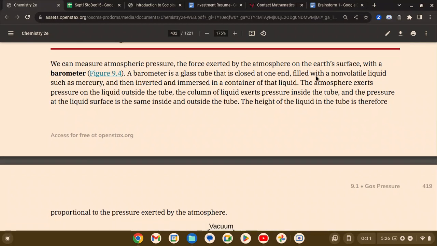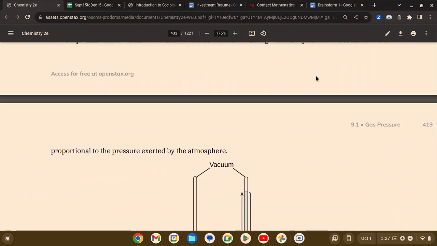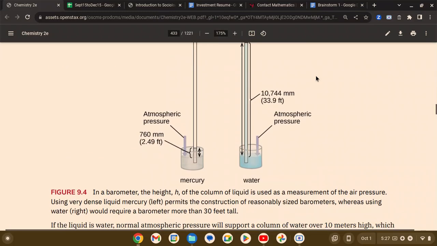We can measure atmospheric pressure, the force exerted by the atmosphere on the Earth's surface, with a barometer. A barometer is a glass tube that is closed at one end, filled with a non-volatile liquid such as mercury, and then inverted and immersed in a container of that liquid. The atmosphere exerts pressure on the liquid outside of the tube. The column of liquid exerts pressure inside the tube, and the pressure at the liquid surface is the same inside and outside the tube. The height of the liquid in the tube is therefore proportional to the pressure exerted by the atmosphere.